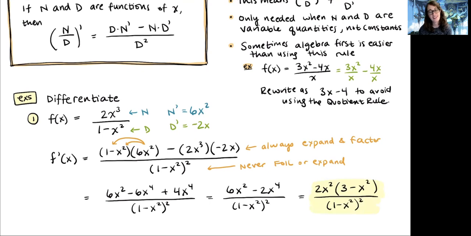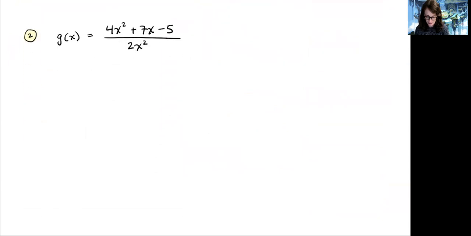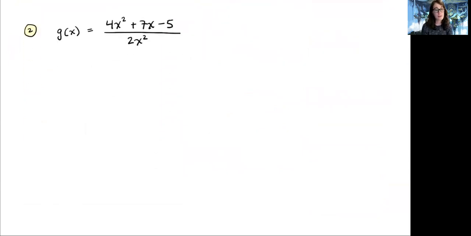The quotient rule tends to give kind of complicated derivatives, and that's okay. So most of our work is going to lie, again, in simplifying the numerator. So here's example number 2. I'd encourage you to pause this and try this one on your own by using our quotient rule formula.